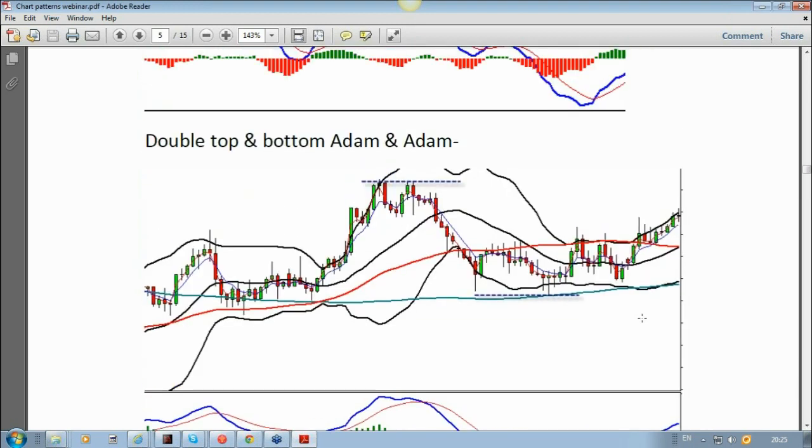I think that's one of the easiest patterns to trade.